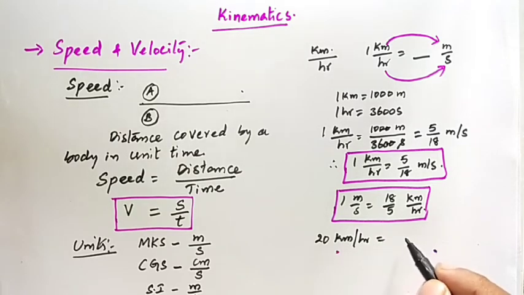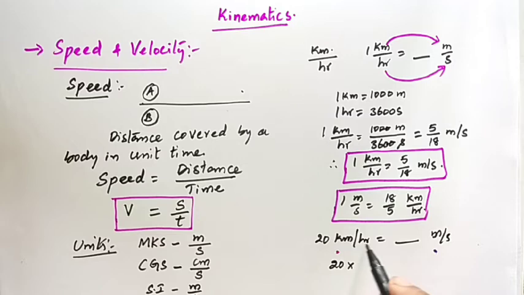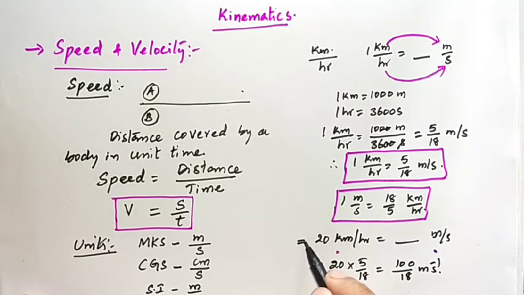This I need to convert into meters per second. Then 20 into 1 kilometer per hour is 5 by 18 meters per second. So 20 into 5 by 18. That is 100 by 18 meters per second. Understood? In this way you can convert kilometer per hour into meters per second. If you want to convert kilometer per hour into meter per second, you multiply with 5 by 18.